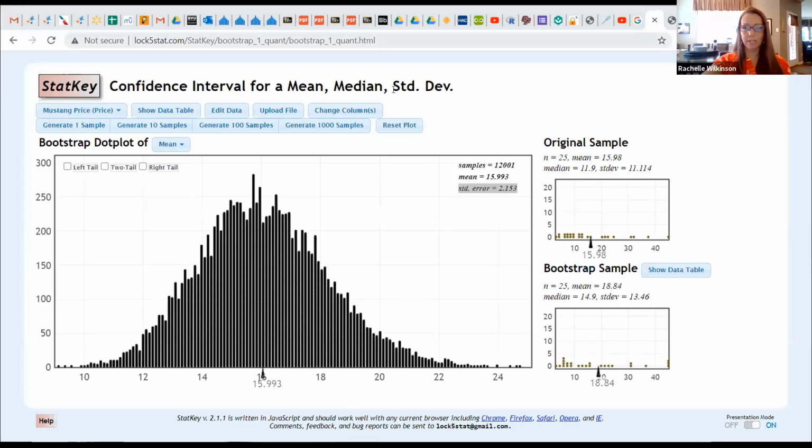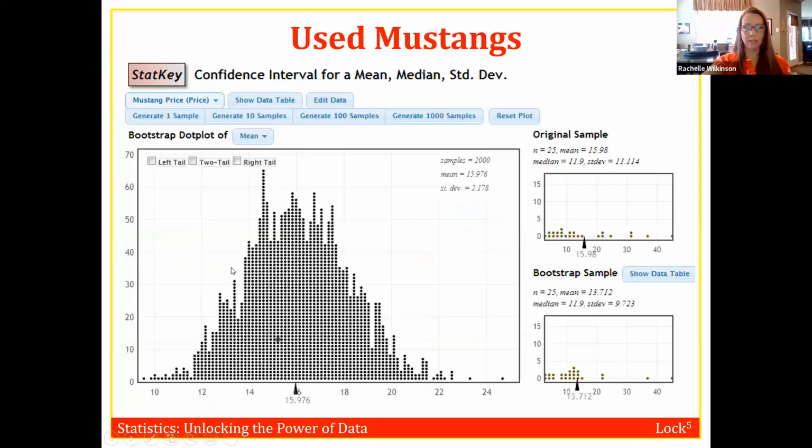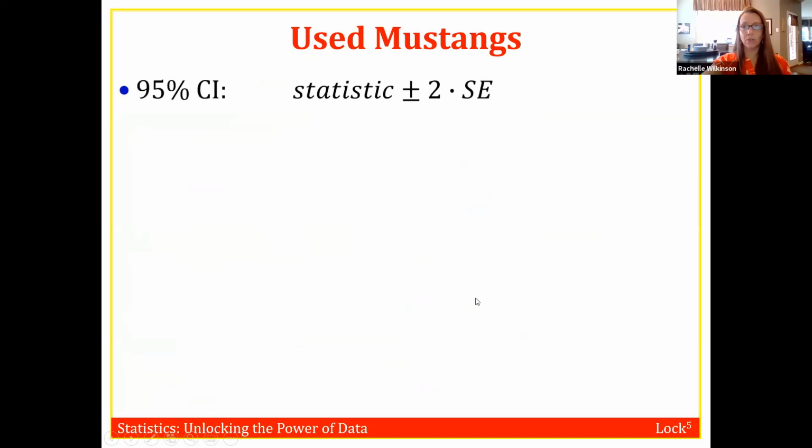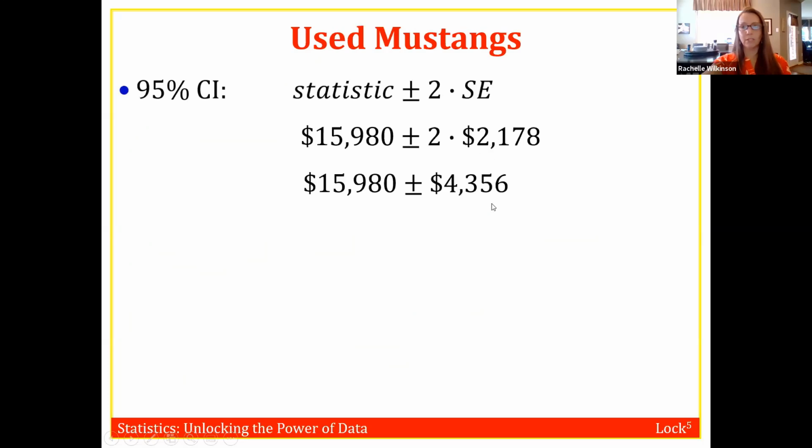So going back to my presentation here, I have a bootstrap distribution that I already constructed here. And so I'm going to use this one for my example. I'm going to use the standard error from my bootstrap distribution and the mean of my original sample to construct my confidence interval. So to create a 95% confidence interval, I'm going to take my statistic plus or minus 2 times the standard error. That's going to be 15,980 plus or minus 2 times 2,178. Multiply that out, I get this 4,356.